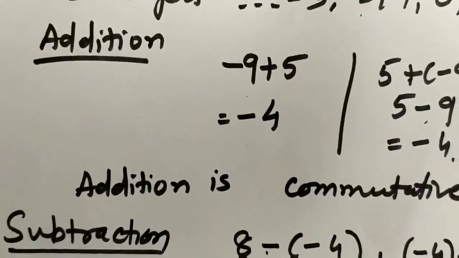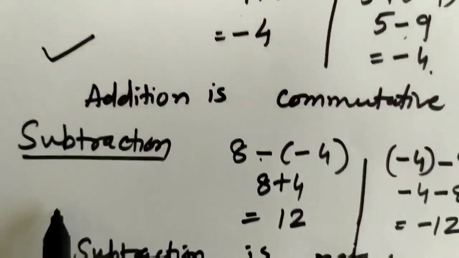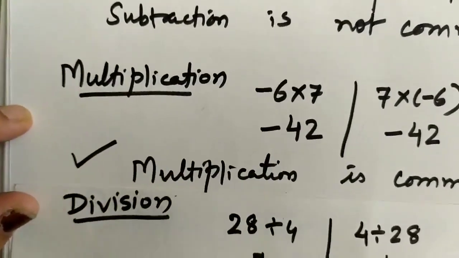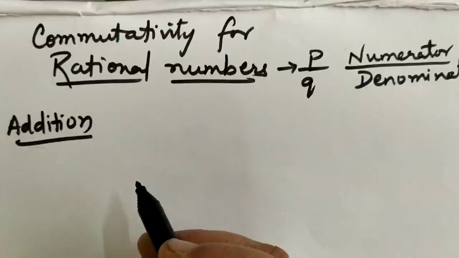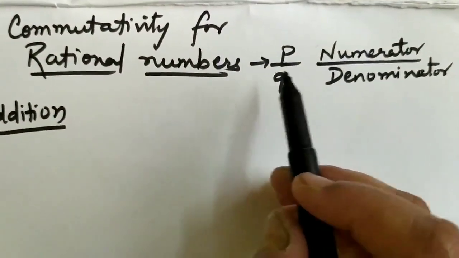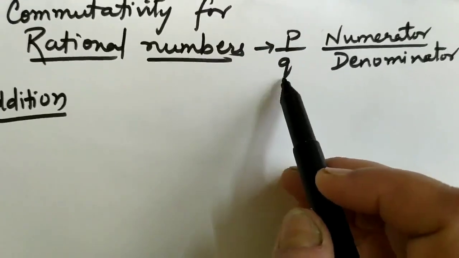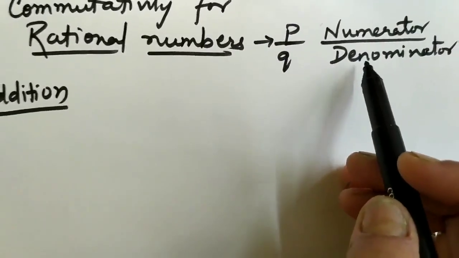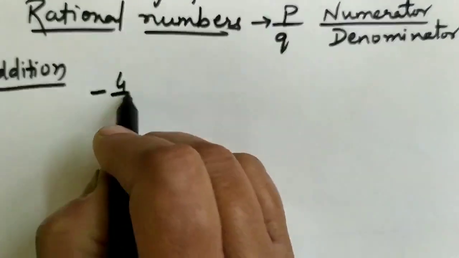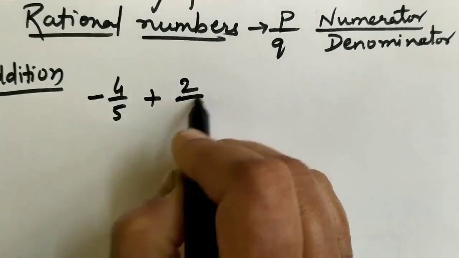From this we can conclude that addition is commutative, subtraction is not commutative, multiplication is commutative, and division is not commutative for integers. Let us study commutativity for rational numbers. Rational numbers are fraction numbers p upon q, that is numerator upon denominator. Let us see for addition. We will take any two rational numbers, minus 4 upon 5 plus 2 upon 7.